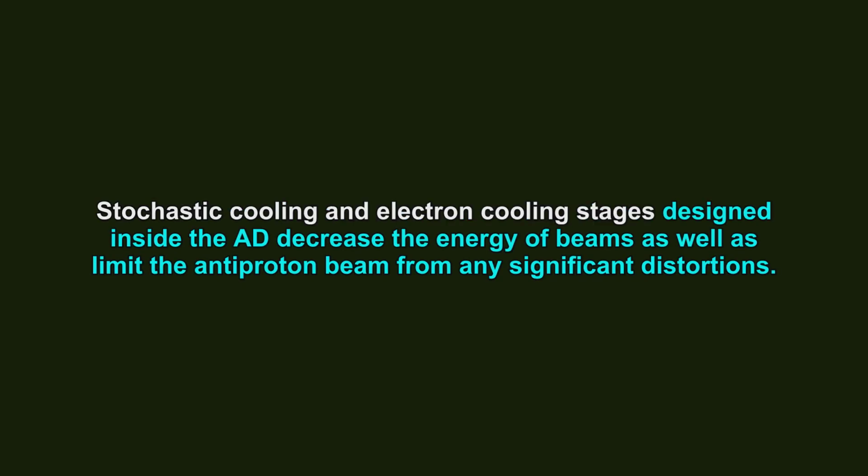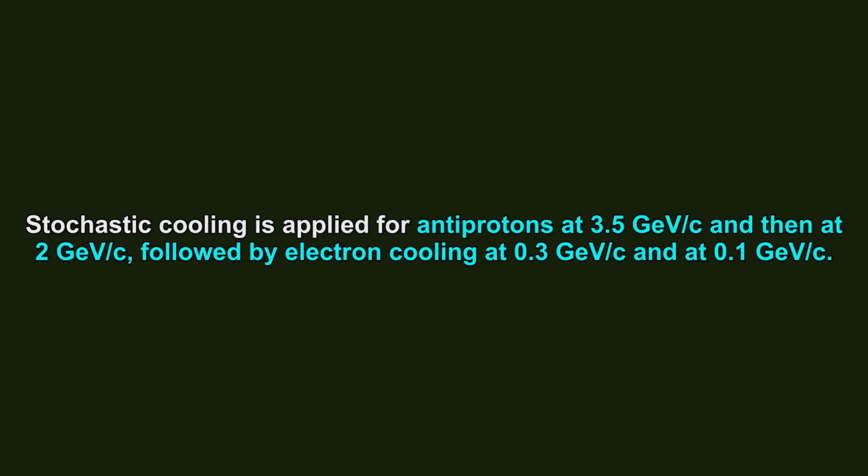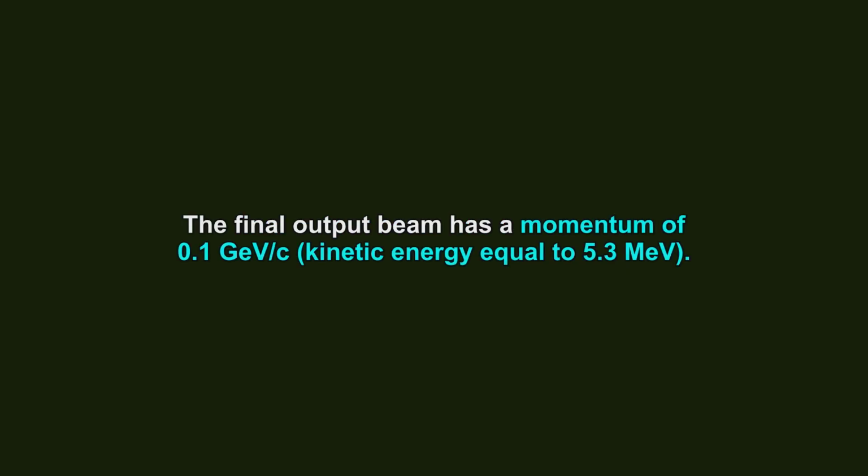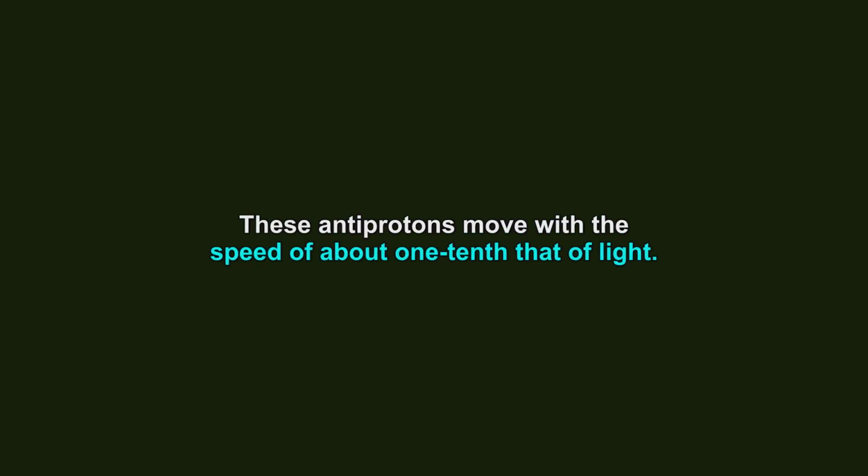Stochastic cooling and electron cooling stages designed inside the AD decrease the energy of the beams as well as limit the antiproton beam from any significant distortions. Stochastic cooling is applied to antiprotons at 3.5 GeV/c and then at 2 GeV/c, followed by electron cooling at 0.3 GeV/c and at 0.1 GeV/c. The final output beam has a momentum of 0.1 GeV/c, kinetic energy equal to 5.3 MeV. These antiprotons move at about 1/10 the speed of light.